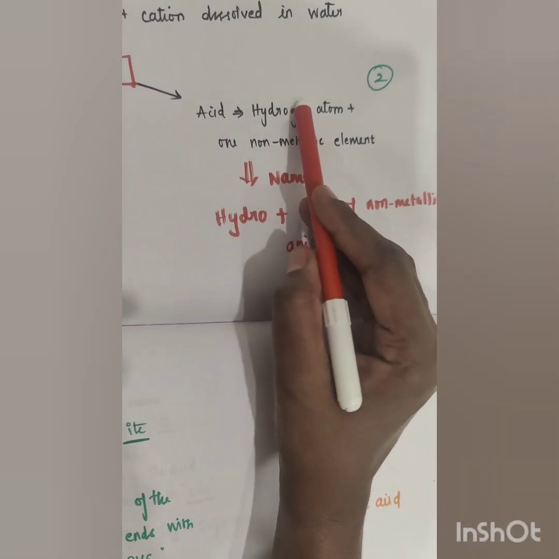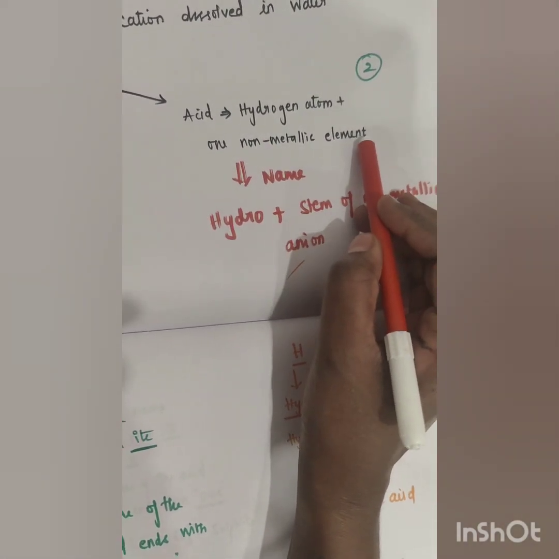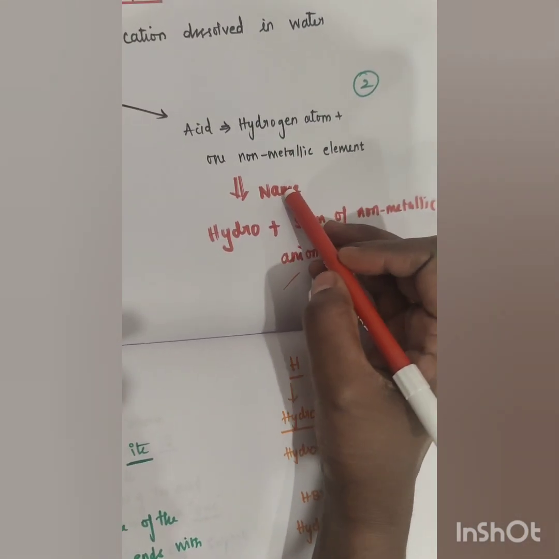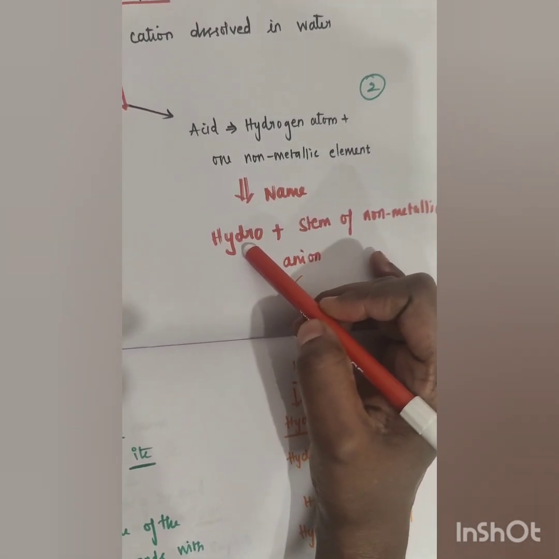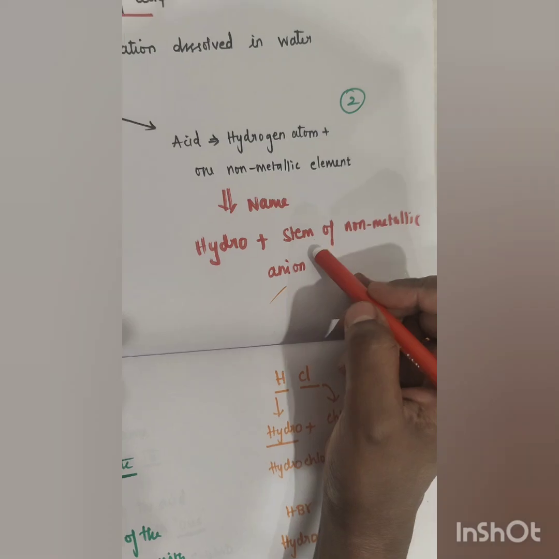The second way is if the acid is connected with a hydrogen atom and one non-metallic element. Usually non-metallic elements are present in the P block of the periodic table. The name is derived from the hydrogen atom, which is hydro. The first word is hydro, and the second is the stem of the non-metallic anion, that means the first part of the non-metallic anion.